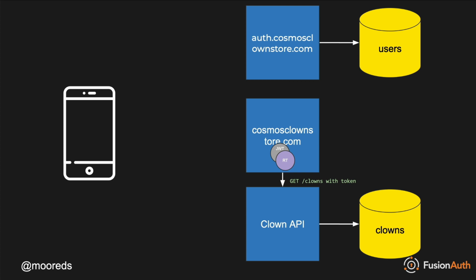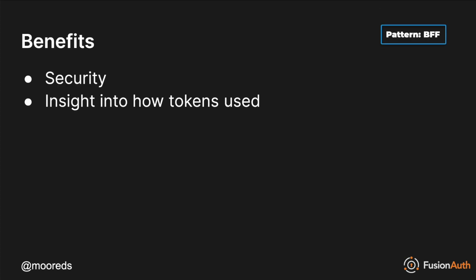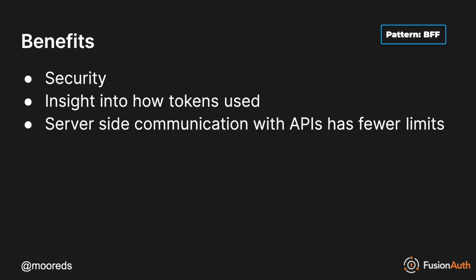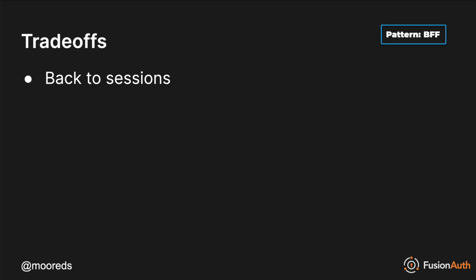So you get all the strengths of the tokens in terms of they time out, in terms of the Clown API being able to validate them without ever talking to the identity server, but you don't ever send the tokens down to the client. You get back the Clown's JSON, which is then passed back to the client. Some benefits of this pattern are you have enhanced security, you have enhanced knowledge of how the tokens are used, you can call out different APIs and not worry about stuff like CORS or other limitations that particular clients might have.